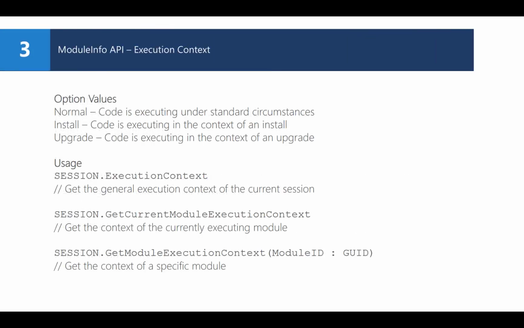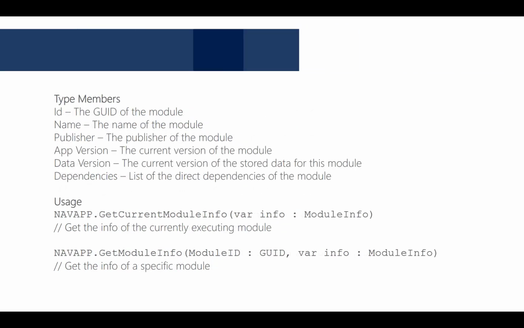We can have 3 execution contexts: normal, install, and upgrade. You can use this anywhere in your app, also outside an upgrade code unit, just to be sure your code is only executed in the right context. You can check the execution context either in general or for your own module or even a specific module.